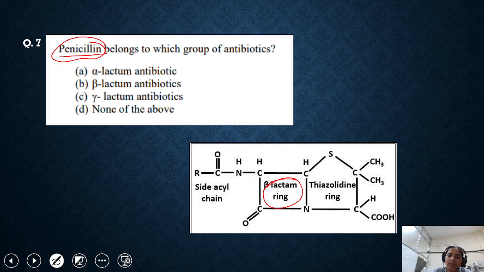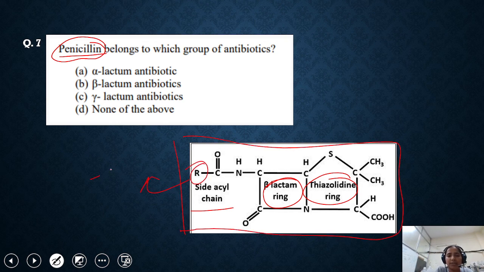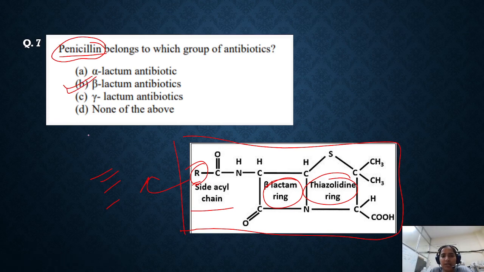Then this is a thiazolidine ring, and this is a side chain. So this is the general structure of penicillin, but when you change this R group, then different types of penicillins are produced. So with the change of this, different penicillins are produced, and they can be used differently. Okay, so for this question the answer is B, that beta lactam ring is present in penicillin.